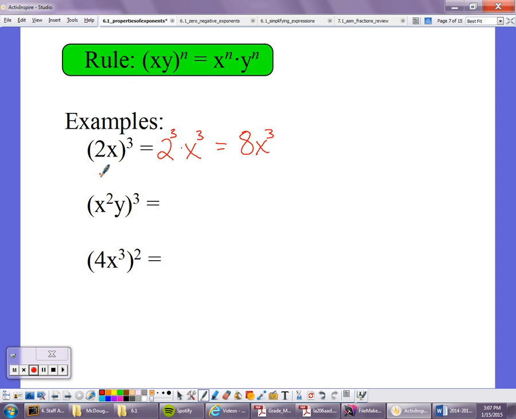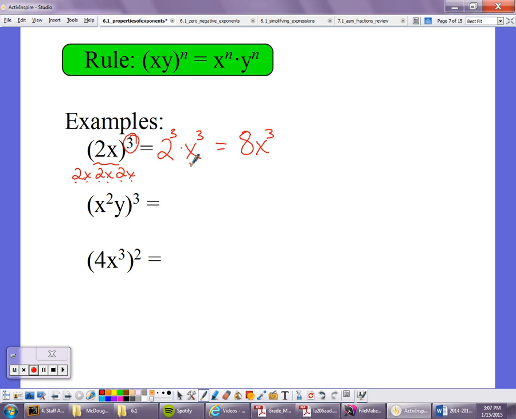Again, if you get confused, think it out. Don't memorize. Just try thinking it out. You've got 2x cubed. That means I'll have 2x and 2x and 2x. So I've got 1, 2, 3 2's. That gives me the 2 cubed. And I've got 1, 2, 3 x's. And that gives me the x cubed.